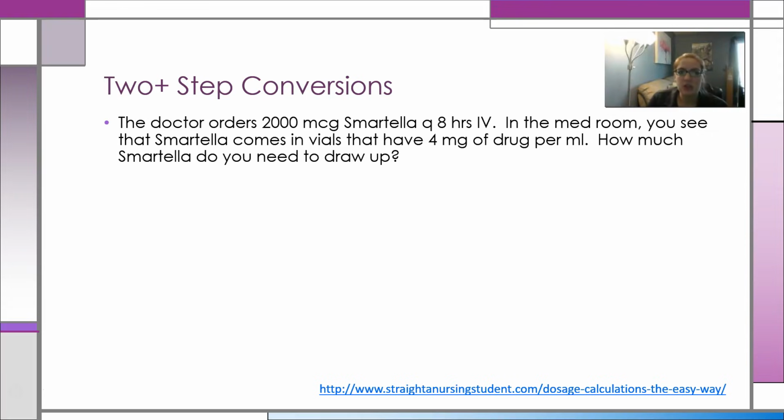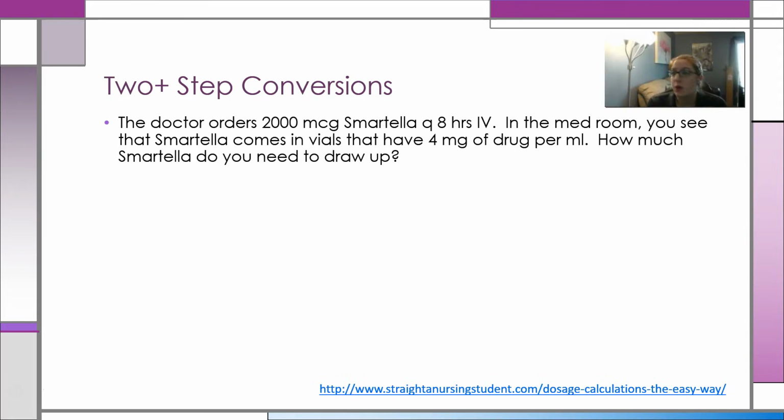So the doctor orders 2,000 micrograms of Smartella. That's not actually a medication. It's just something that another person came up with that I thought was pretty funny. Every 8 hours by IV. In the medical room, you see that Smartella comes in vials that have 4 milligrams of drugs per milliliter. How much Smartella do you need to drop?